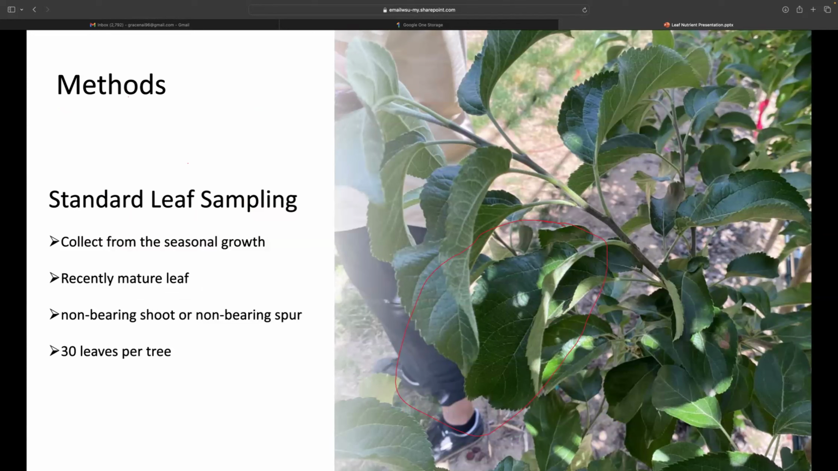The first method is the standard leaf tissue method. I collected the leaf sample from the seasonal growth of an apple tree. As you can see in the picture, this is the seasonal growth of an apple tree. I collected the mature leaf, which is between the young and the old leaf, from a non-bearing shoot or non-bearing spur. So I collected the mature leaf, which is in the middle. I circled the leaf. I collected 30 leaves per tree.